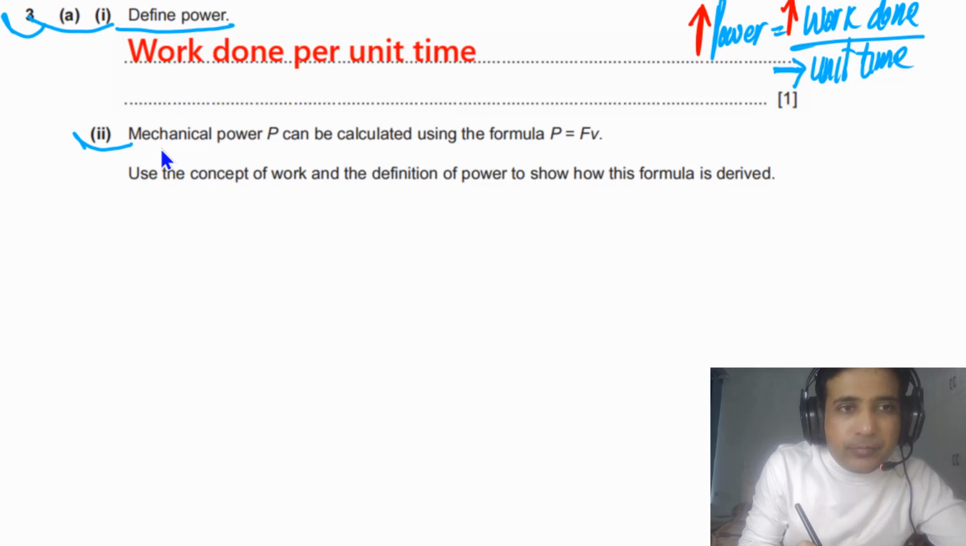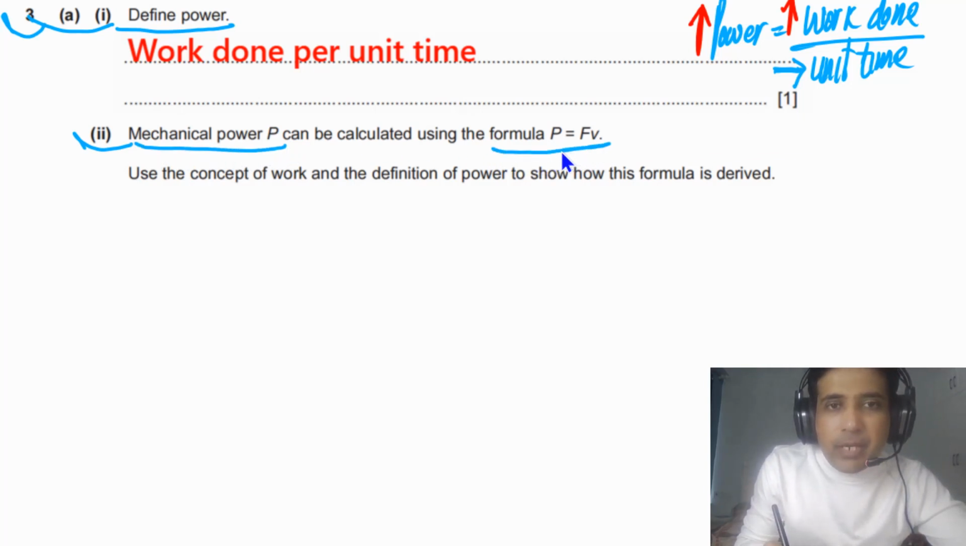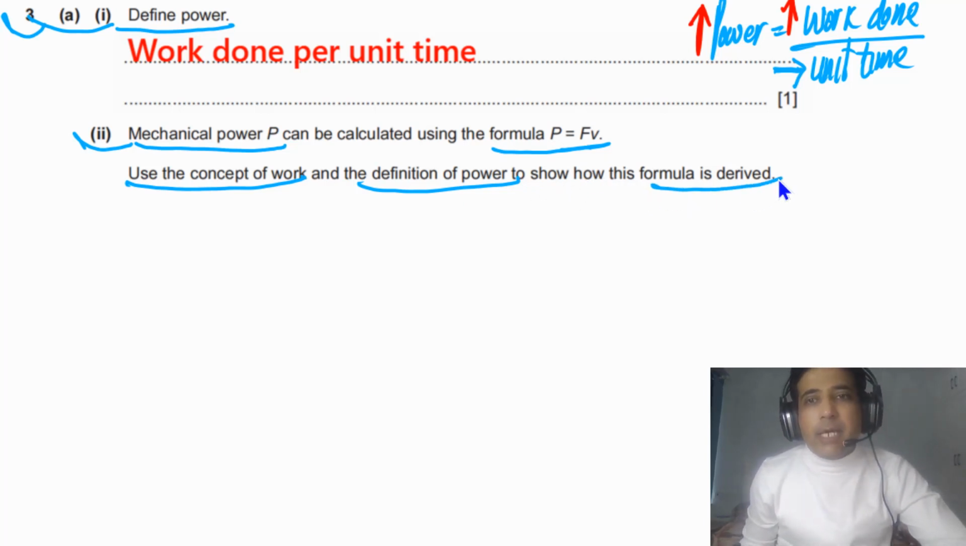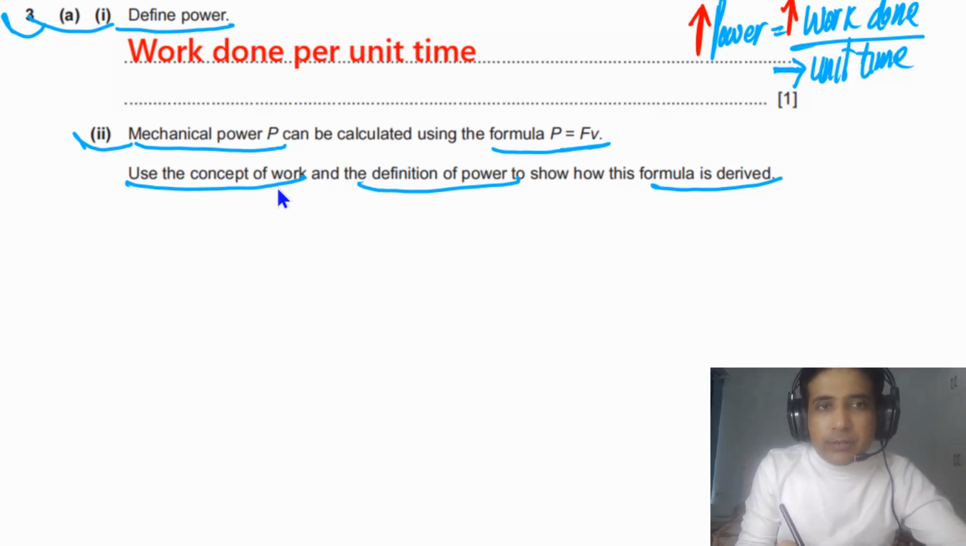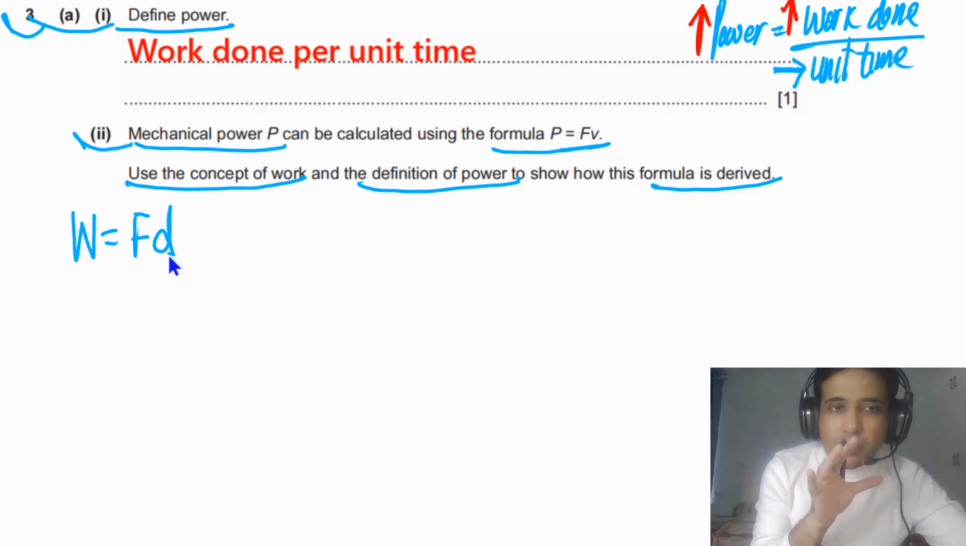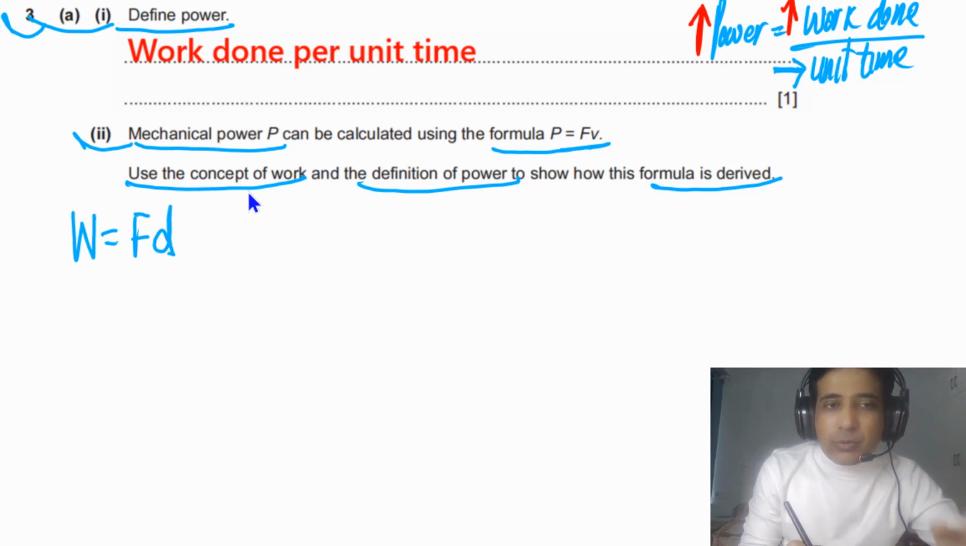For the second part, it is given to us that mechanical power can be calculated using the formula P is equal to FV. Use the concept of work and the definition of power to show how this formula is derived. This question has 2 marks. First, we have to use the concept of work. So we will write down, work done is equal to force times displacement in direction of force. This hint is given to you. So we have written W is equal to Fd.